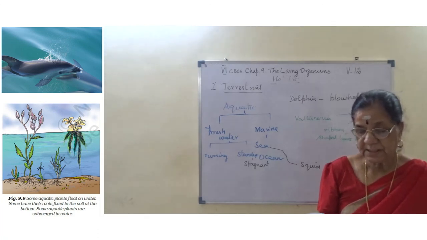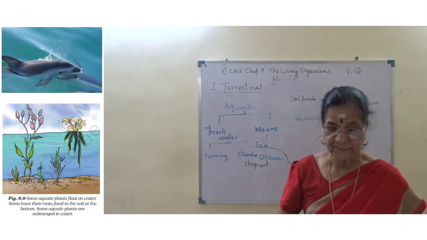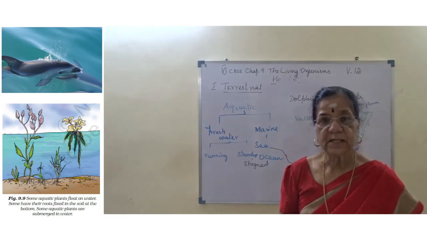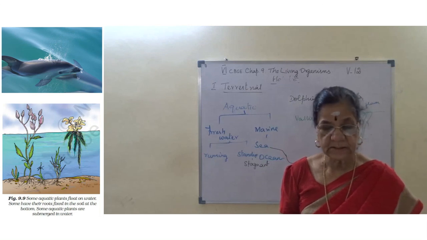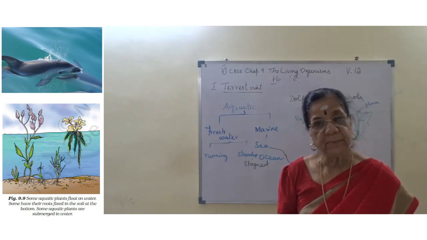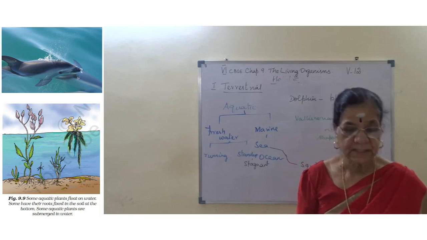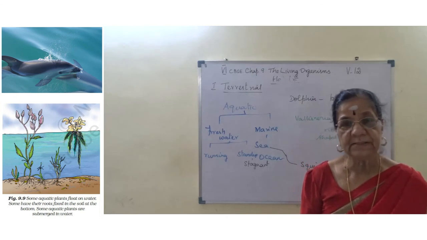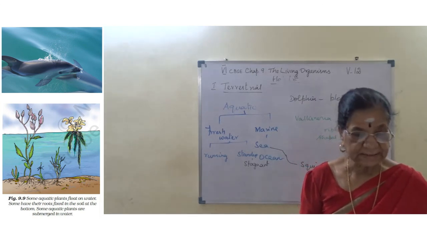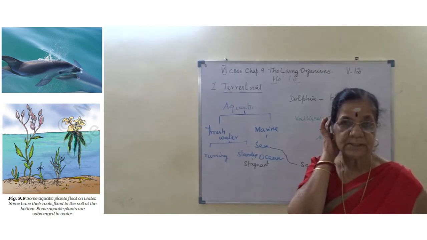Some aquatic plants are submerged in water. All the parts of such plants are underwater. Some of these have narrow and thin ribbon-like leaves. They bend in flowing water. In submerged plants, leaves are often highly divided, otherwise we say dissected, through which water can easily flow without damaging them.